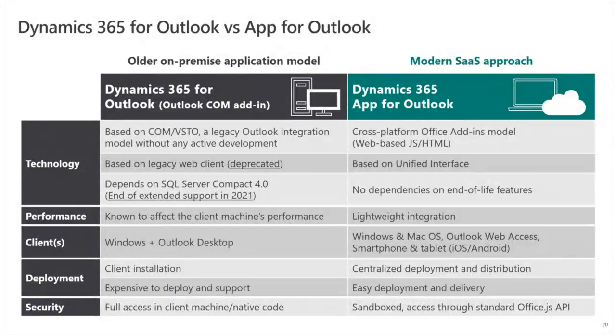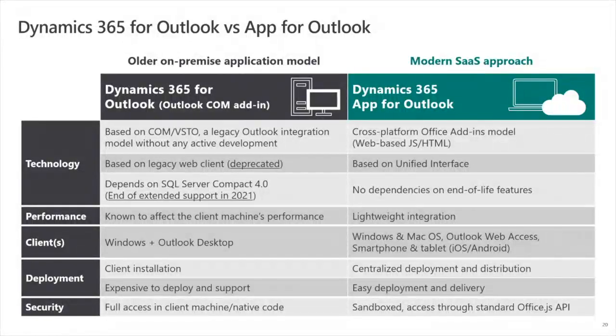In terms of deployment, the COM add-in required to be installed on each client machine, so each user had to install the COM add-in either manually or through scripted deployments. It was always expensive to deploy and support whenever a user had issues with the COM add-in, whereas the app for Outlook is centrally deployed and distributed and offers an easy deployment and delivery model, where the app for Outlook configuration can be automated, so any eligible user can get the app for Outlook automatically.